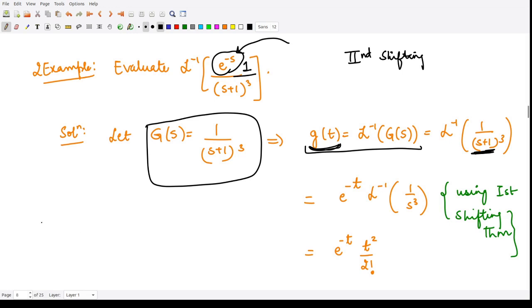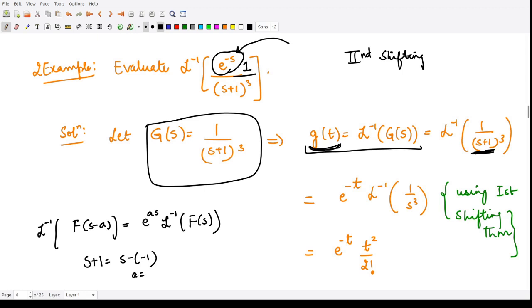According to the first shifting property, the Laplace transform of f of s minus a is equal to e to the power a t into Laplace inverse of f of s. So this is the first shifting property in the inverse terms. Here, because we have some function of s plus 1, we can write s plus 1 as s minus of minus 1. So that means your a here is equal to minus 1. If a is equal to minus 1, we have e to the power minus t.